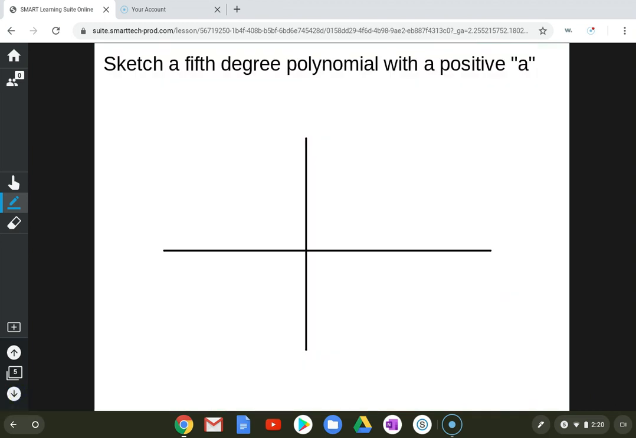All right, a 5th degree polynomial with a positive A. 5th degree means we're going to have 5 roots. They didn't say where, so I'm just going to pick 5 random spots. All right, 5th degree, positive A means the right end's going to point up, left end's going to point down, and then you connect. I don't know why I think this looks like a sea monster, but here we go. So down and up and down and up and down. Just make sure it looks kind of smooth. There shouldn't be any sharp turns or anything like that. Just a nice smooth curve.